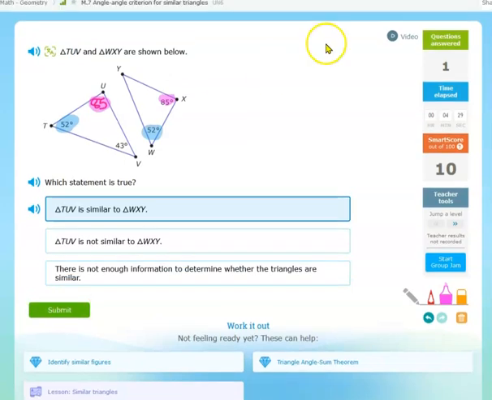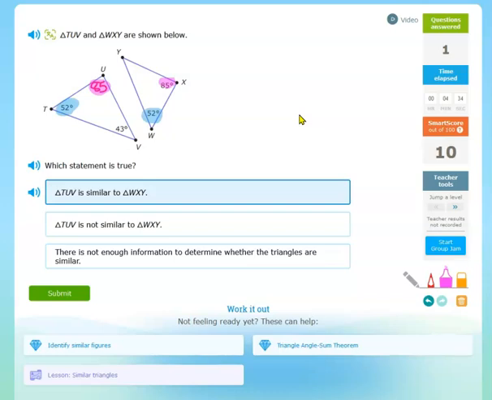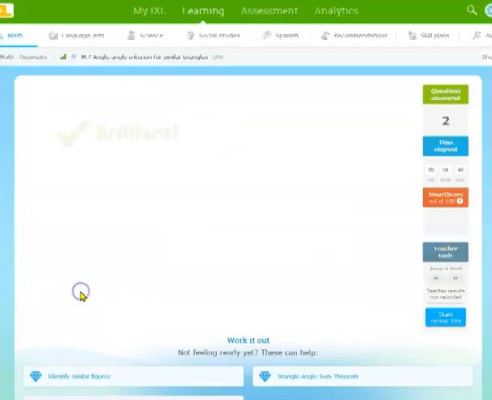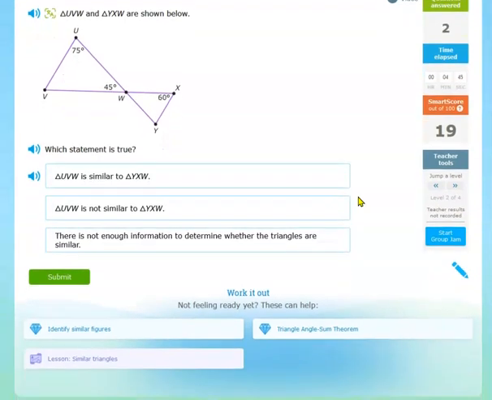So this angle criterion is just like a shortcut for not forcing us to find all three pairs of matching angles between the two triangles. It just kind of shortens our work by a little bit here. All right, so let's take a look at this next one right here.